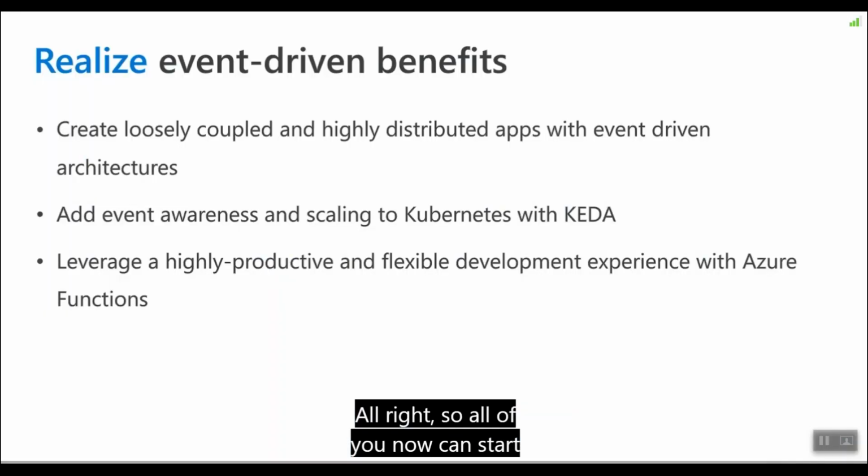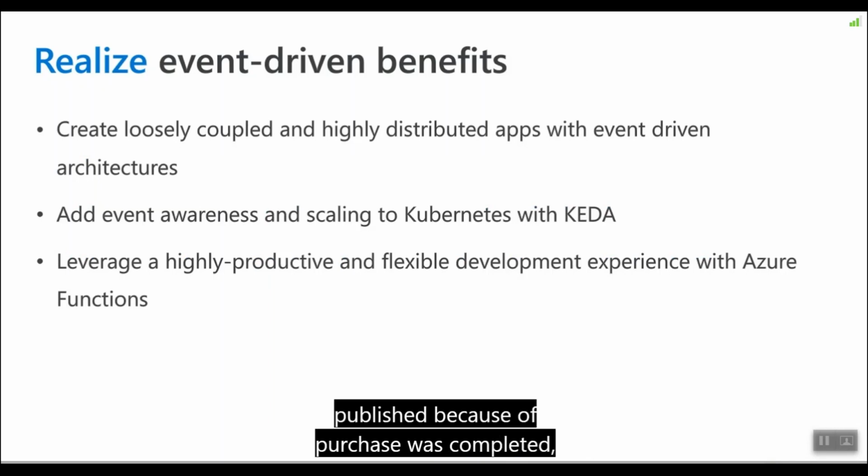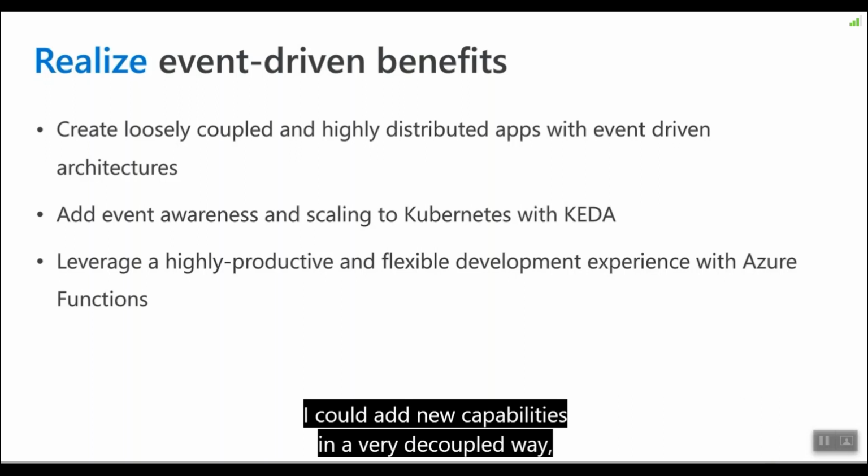All right, so all of you now can start taking advantage of event-driven benefits. This enables you to create these highly loosely coupled and distributed apps. If that queue message was being published because a purchase was completed, you can see that I'm able to just add these different consumer types. I could add new capabilities in a very decoupled way, let them scale independently based on their event sources.